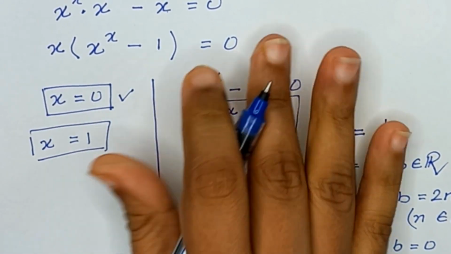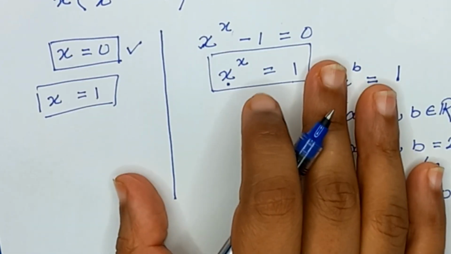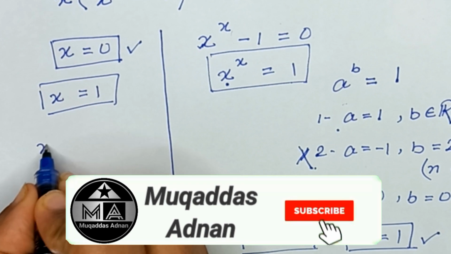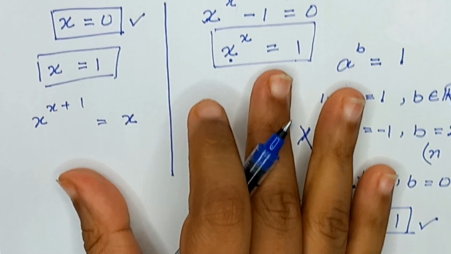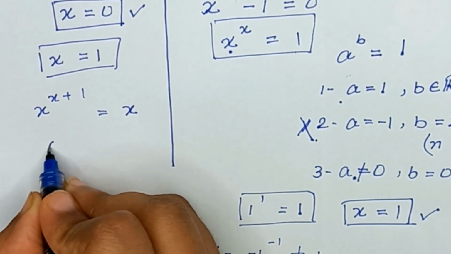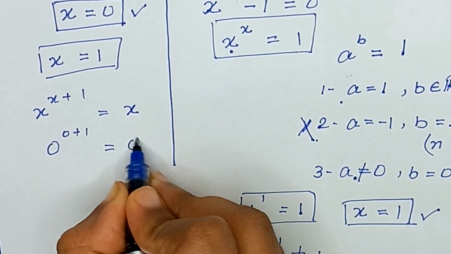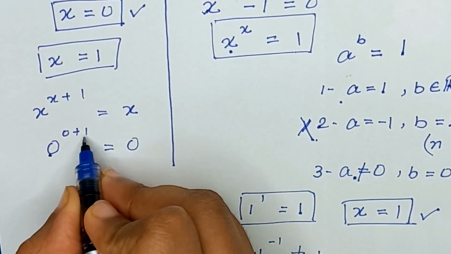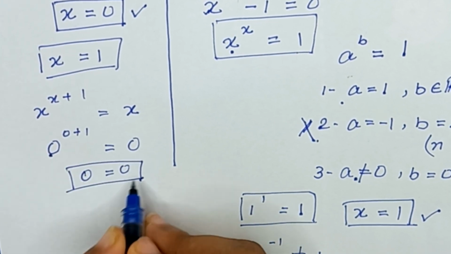Now we will check whether these two values, x is equal to 0 and x is equal to 1, satisfy our given equation x raised to the power x plus 1 is equal to x or not. So x raised to the power x plus 1 is equal to x. When we substitute the value of x as 0, it will become 0 raised to the power 0 plus 1 is equal to 0 or not.